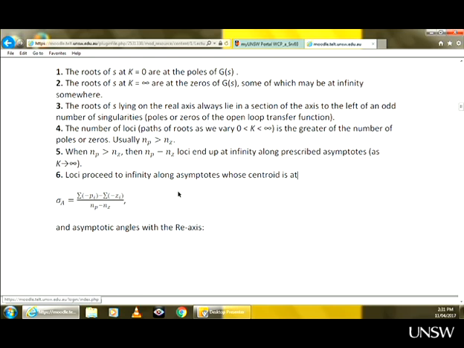And the location of the centroid is given by this equation, which will be given in your final exam anyway, in the exam paper. But you need to take the sum of all poles minus the sum of all zeros and divide by the difference between the number of poles and number of zeros. That will give you the location of the centroid. Again, you will see this on some examples.